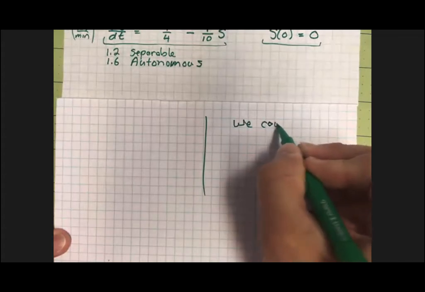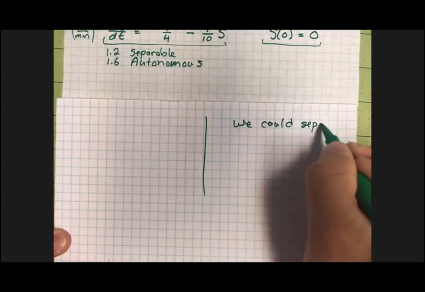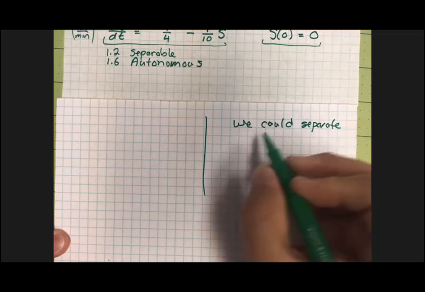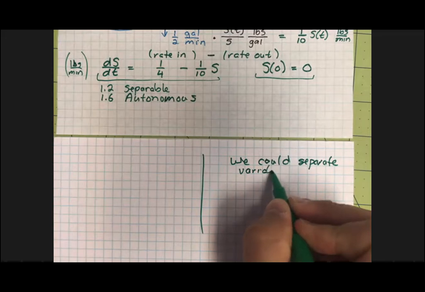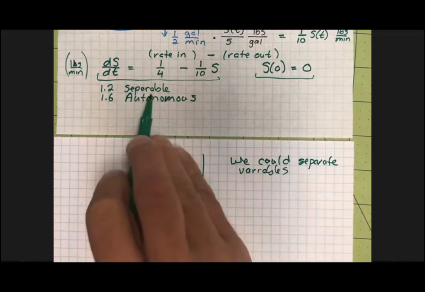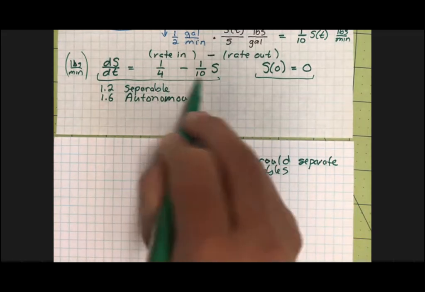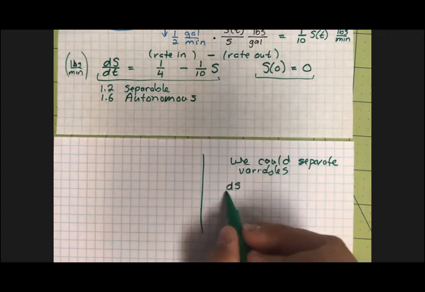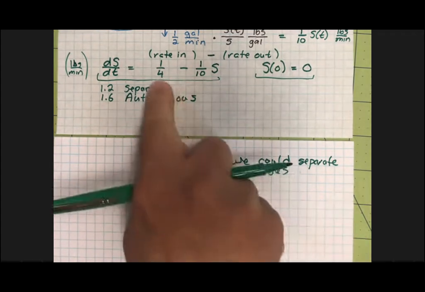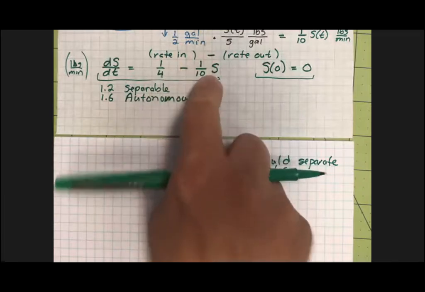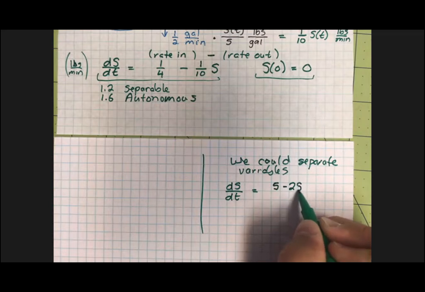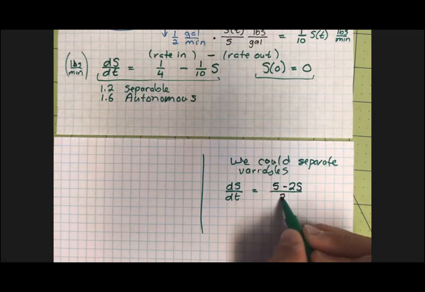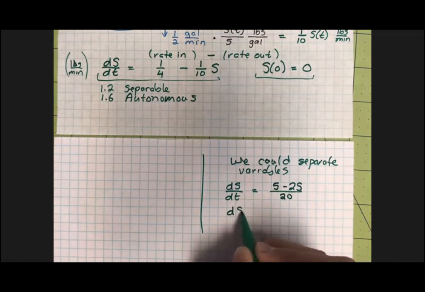We could separate variables. Let me make sure I got the problem here in front of you too. Now because it is separable, let me rewrite this and combine the fractions on the right-hand side. Let's say dS/dt, and let's go for a common denominator of 20 here. 5 over 20, 2 over 20. So this could be (5 minus 2S) over 20. And then this could be separated as dS over (5 minus 2S).